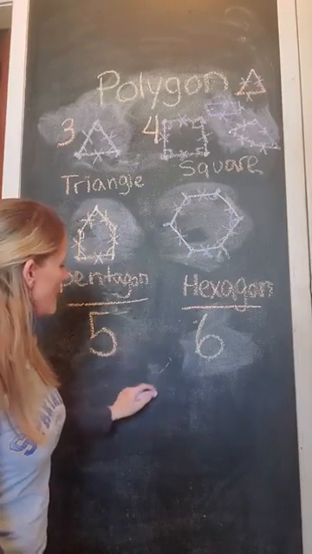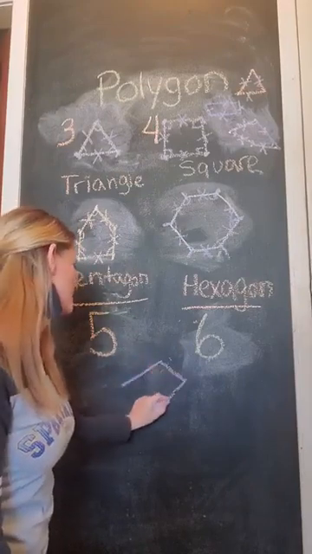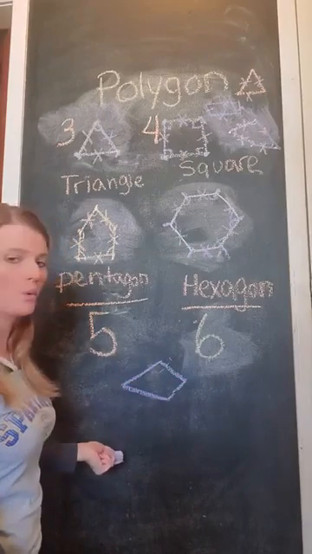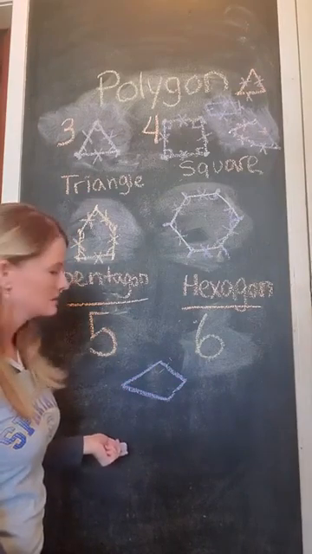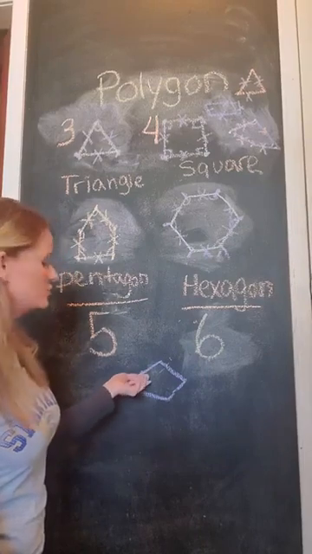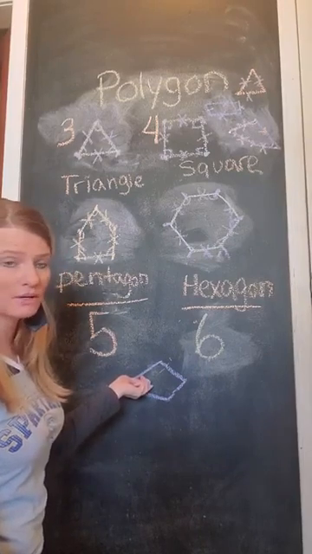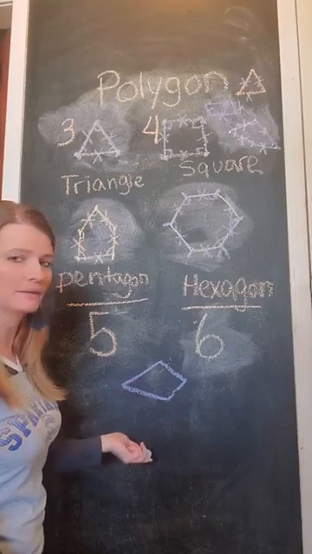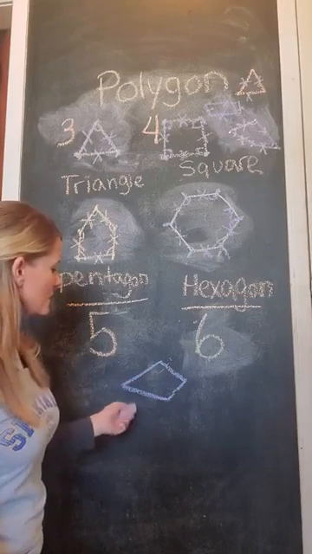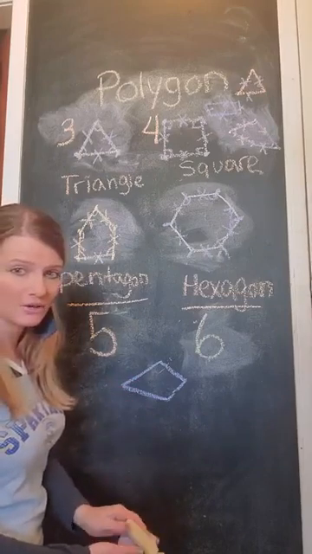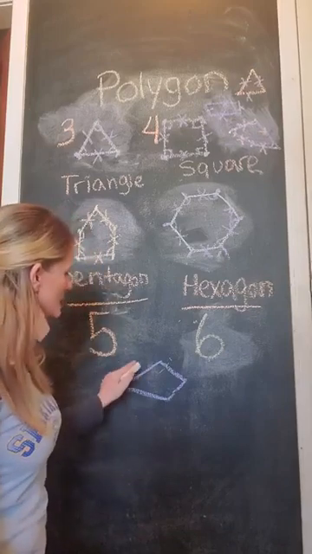So, since we have 6 sides, 6 vertices, and 6 angles, we have a hexagon. Okay? So, if I gave you this shape and said, what kind of a shape is this? Is this a triangle? Is it a quadrilateral, a hexagon, or a pentagon? What would you say? Well, before you can say anything, you're going to have to count the sides for me. So put X's on the sides.